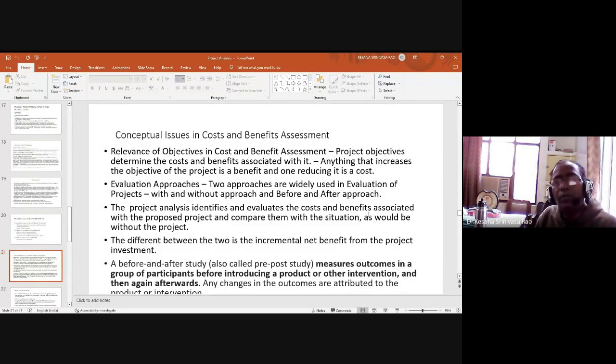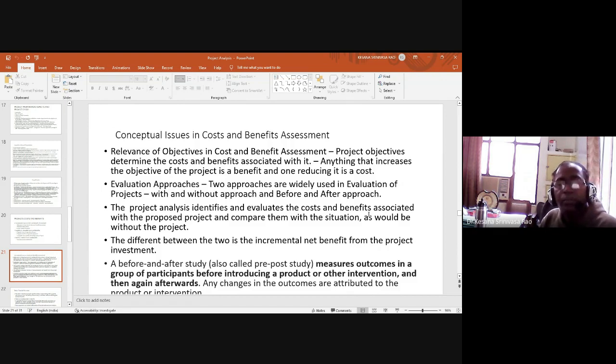First of all, we have to see whether the type of cost or benefit assessment is relevant to the objectives. That is what we have to check. The project objectives determine the costs and benefits associated with it. Anything that increases the objective of the project is a benefit, and anything reducing it is a cost. So vice versa also we can think of it.